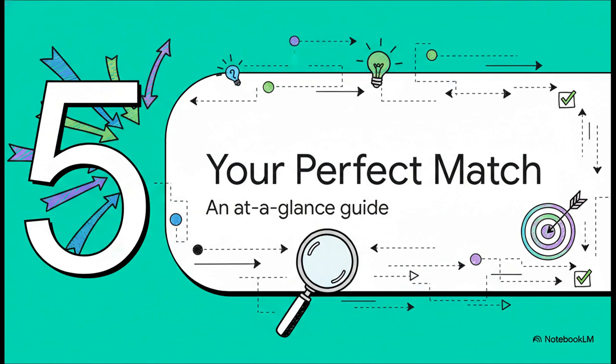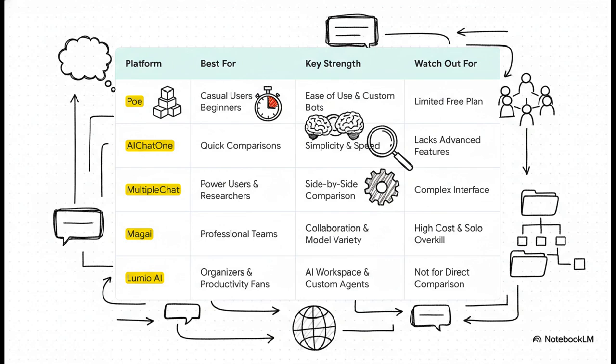Okay, we have covered a lot of ground and we've seen some really great options. So now let's pull it all together to help you find your perfect match. I want you to think of this table as your ultimate cheat sheet. If you're just starting out, Poe is a fantastic entry point. Need a super fast answer? Give AI Chat one a try. For that deep, heavy research, Multiple Chat is going to be your best friend. If you're working with a professional team, you should definitely look at Magai. And for all you organizers out there, Lumio AI is the productivity hub you've been dreaming of.